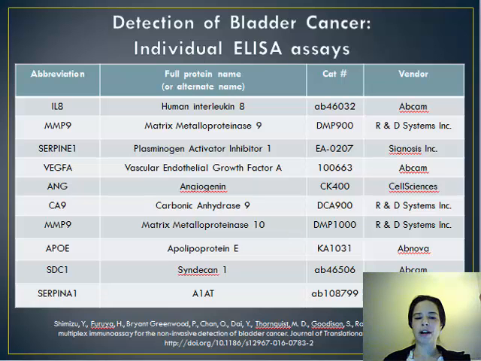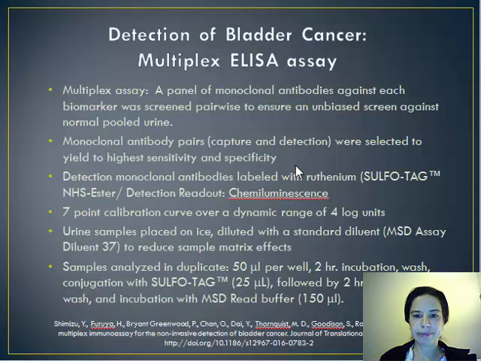So it's quite a big table here and quite a few different candidates that we were looking at from different vendors. Some of them were matrix metalloproteinases, some are apolipoproteins, some are different enzymes such as carbonic anhydrase, and some are actually growth factors such as VEGF-A. So this gives you an idea of what was used in the screening for this analysis.